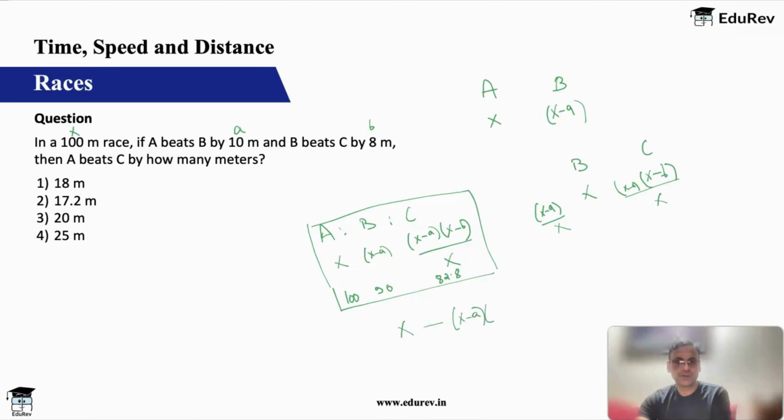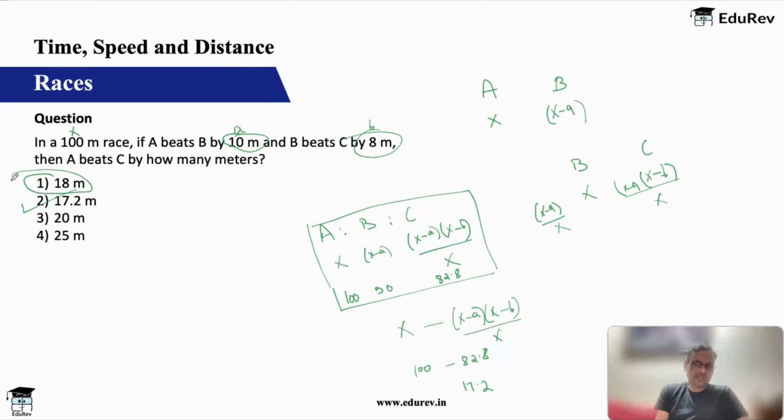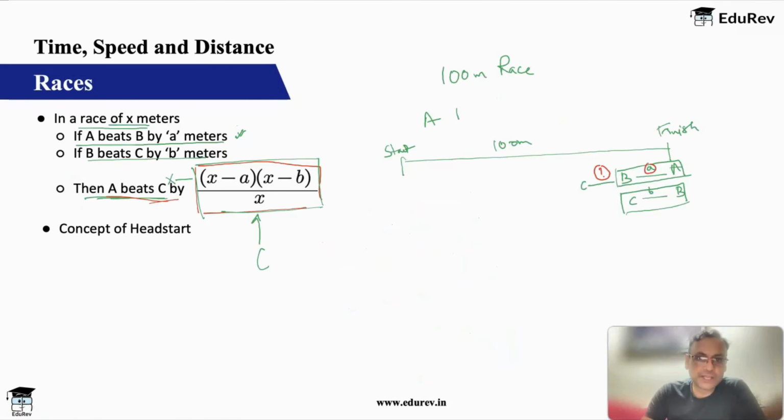A lot of people make the mistake of writing the answer as 10 plus 8. So 18, if you see, is given as the first answer, because the paper setter also knows that this is a very common mistake that you'll make. Don't fall for that mistake. That is not the right answer. Okay. So I hope we have understood this concept and this formula is now well understood.